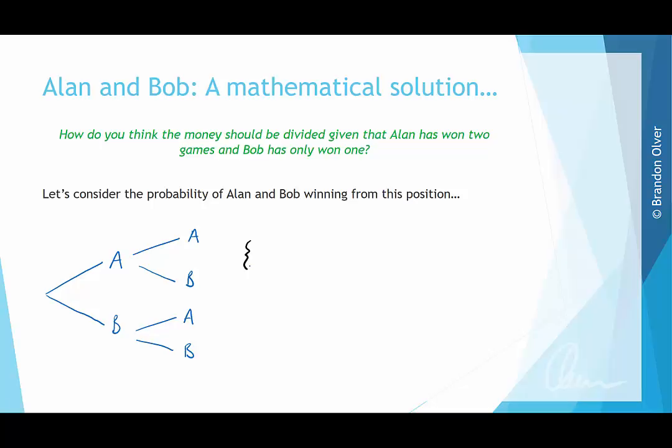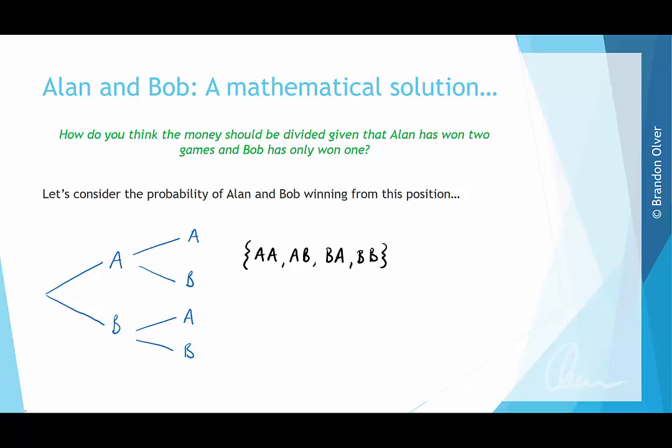So, if we have a look at what this means, our sample space can be written as, and we're going to use these curly brackets, which indicate set notation, which we'll see a little bit more of in a minute. But we could have AA, AB, BA, and BB. And this just comes straight from our tree diagram.